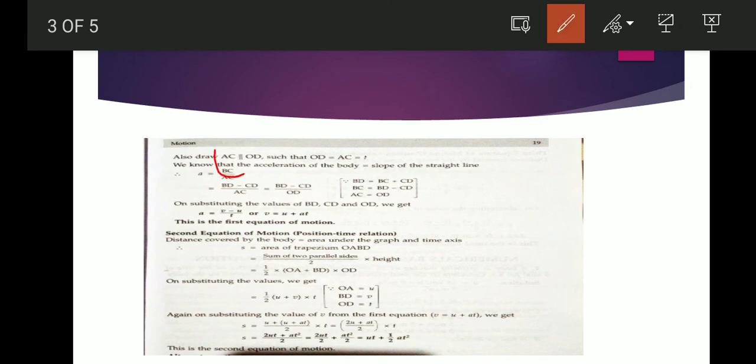BC is equal to BD minus CD, and then AC is still AC, again BD minus CD divided by OD. Why is it OD? Since AC and OD are equal, we replace the AC value by OD here.